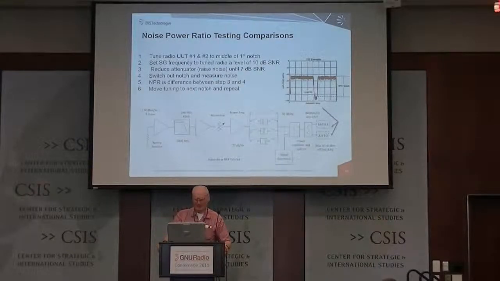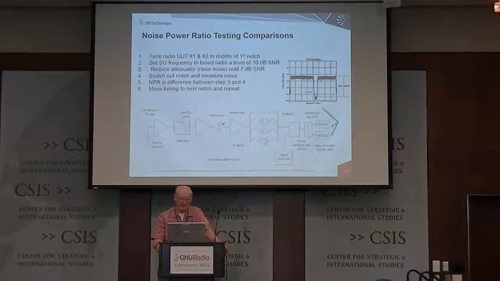So then you switch in different notches. I think we're going to test 50 megahertz, 200 megahertz, and 800 megahertz. And you take the two radios you're trying to compare, as unit 1 and unit 2, and you put a signal in a notch. You raise your noise with your attenuator, taking out more and more attenuation, so the signal power is going up. And then as soon as you see a 3 dB degradation of the signal to noise ratio, you take the notch out and measure the actual power of the radio, and that's going to be the signal to noise ratio. The bigger the better.